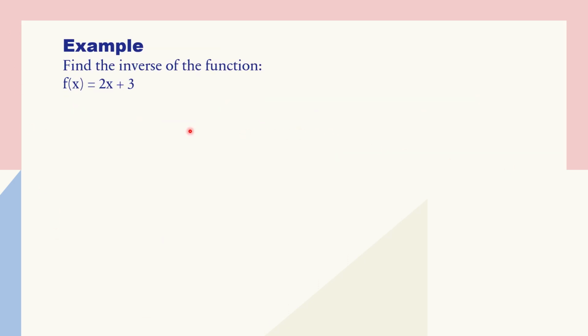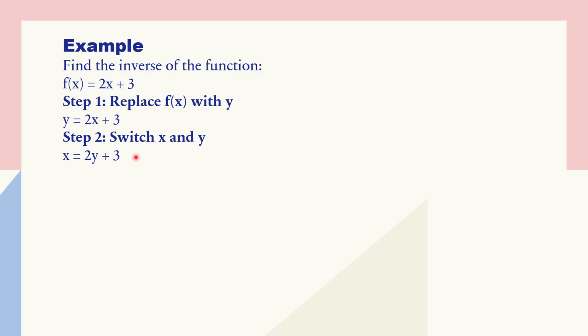Now let's try to understand how to find the inverse with the help of one example. So find inverse of the function f of x is equals to 2x plus 3. Now to do that, let's follow the step number 1. Replace f of x with y. So here we will replace f of x with the y. So we have y is equals to 2x plus 3. Then next we need to switch x and y. So instead of x we will write y, and instead of y we will write x. So here we have x is equals to 2y plus 3.